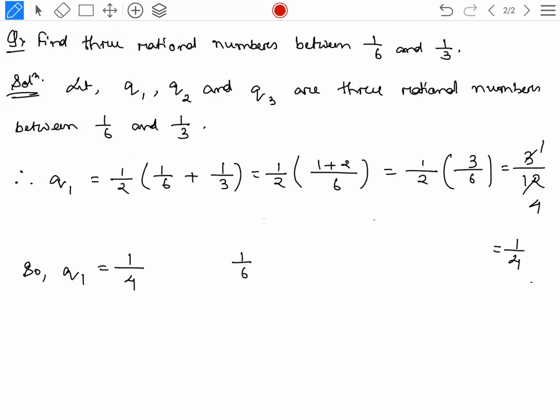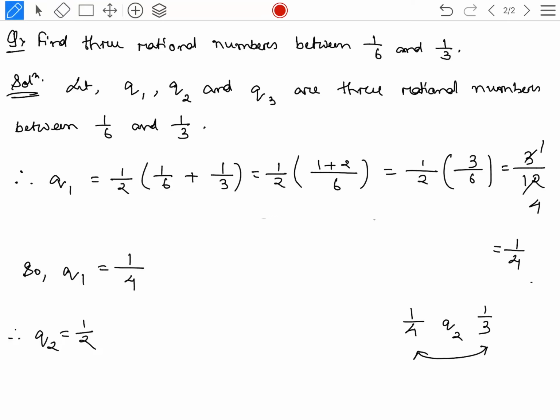Now see, from the number we have got, 1 by 6, then 1 by 4 will come, then 1 by 3 will come. Now we got 1 by 4 and another 2 are required, that means q2 and q3 are required. So now we need to find another 2 rational numbers. So how can you do? Now consider 1 by 4 as one rational number, and between 1 by 3 consider q2. So between these two numbers we need to find another rational number. Now how will you do?